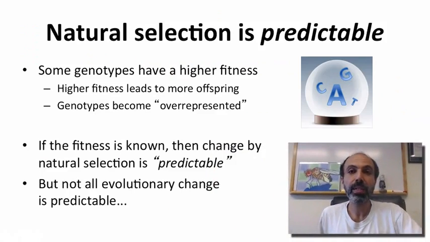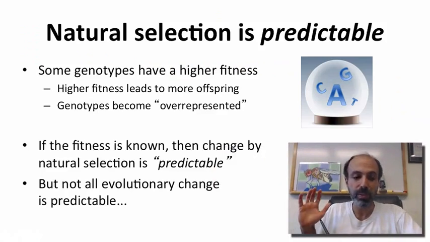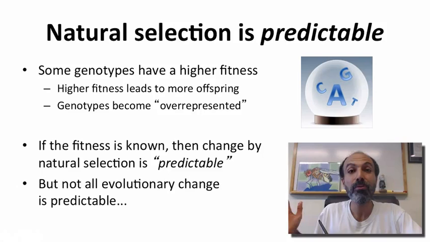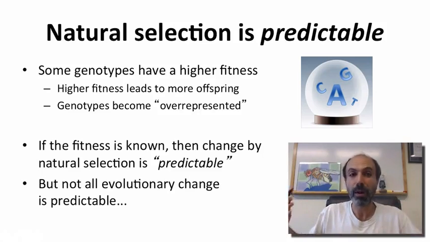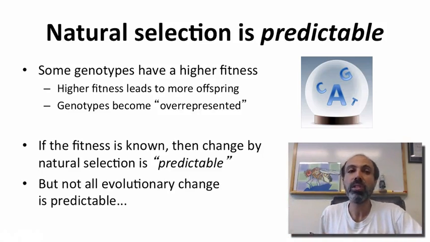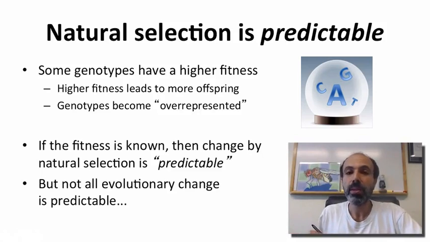Now, contrasting natural selection with genetic drift, natural selection is highly predictable. You have a subset of genotypes that have higher fitness than other genotypes. This higher fitness is associated with having more offspring, and as a result, these genotypes become overrepresented. Now, if you know the fitnesses associated with the different genotypes, then the changes in allele frequency associated with natural selection are very highly predictable.